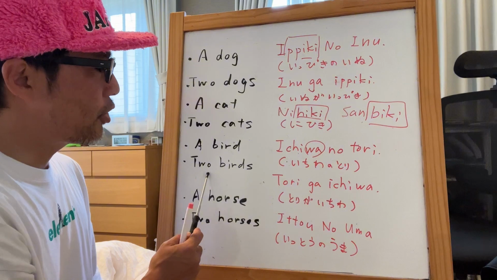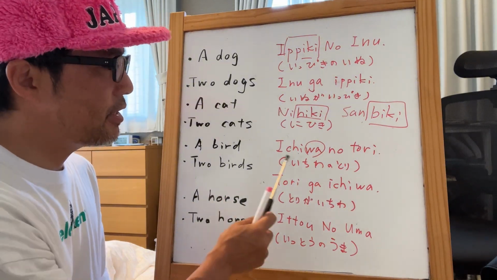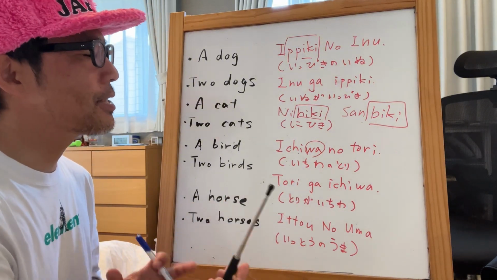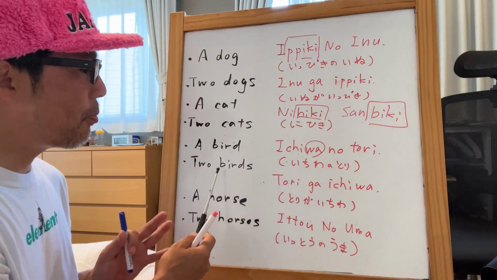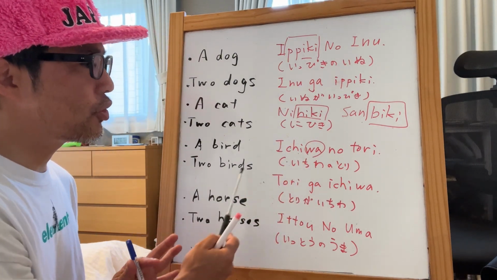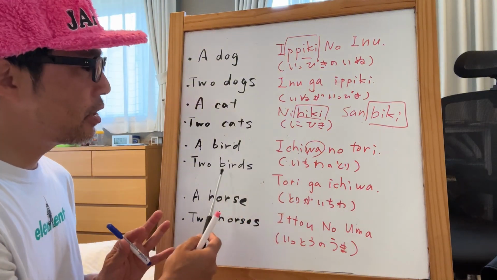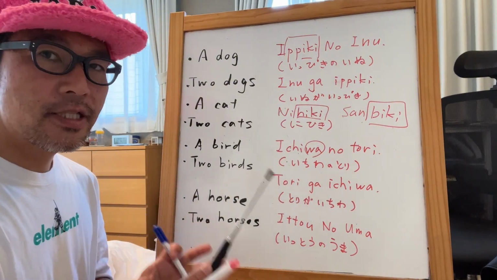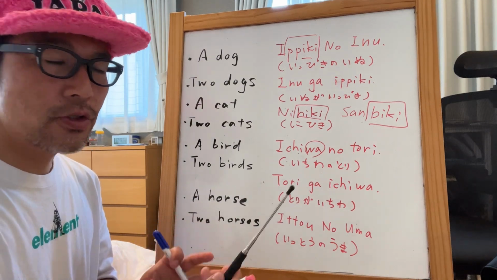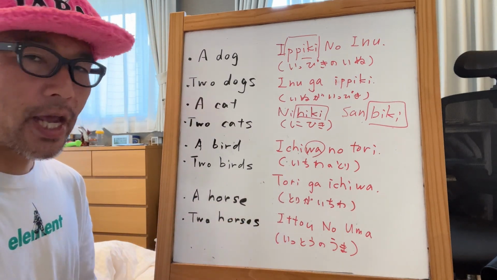So you can say two birds are 2匹の, sorry, I was confused. Not 2匹, 2羽。In the case of birds, you should go with 羽。Two birds, 2羽。Three birds, 3羽。Four birds, 4羽。Okay.